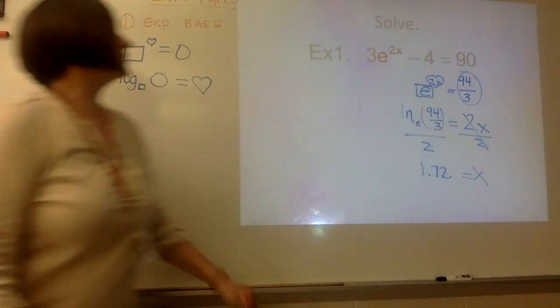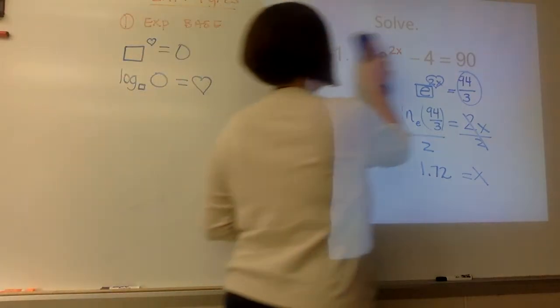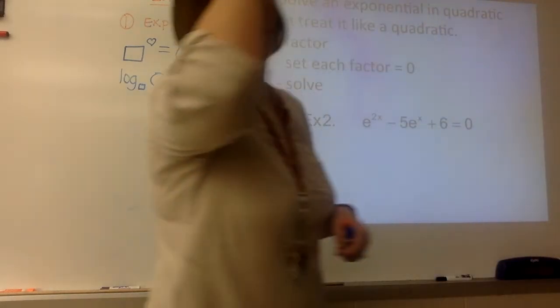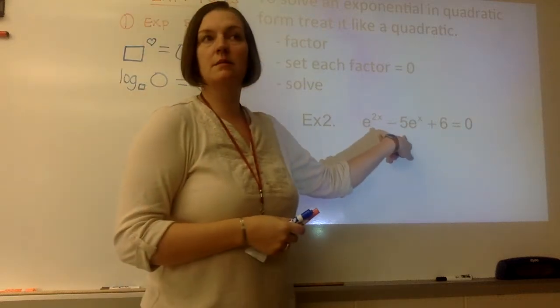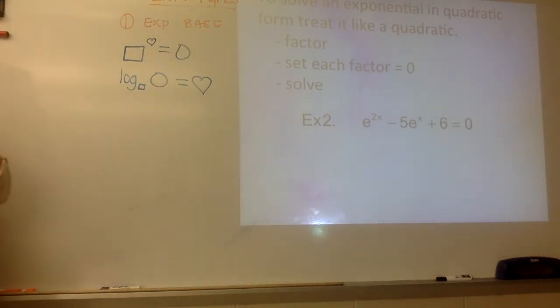All right, so type 1. Single exponential base. Fantastic. Next type. What happens when I have 2 exponential bases, like this? Well, they're going to come in a very special form. That special form is e to the 2x. It's a quadratic form. Take a look.